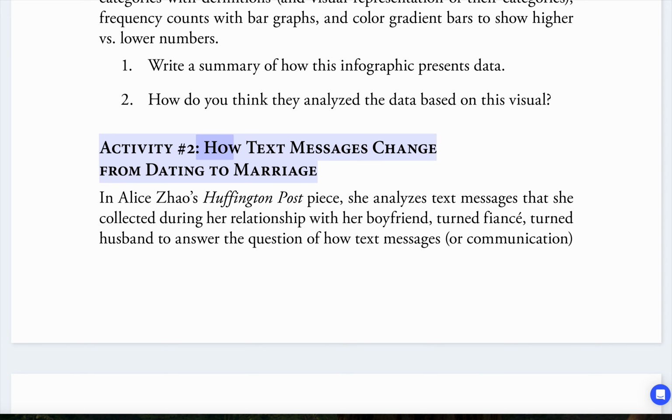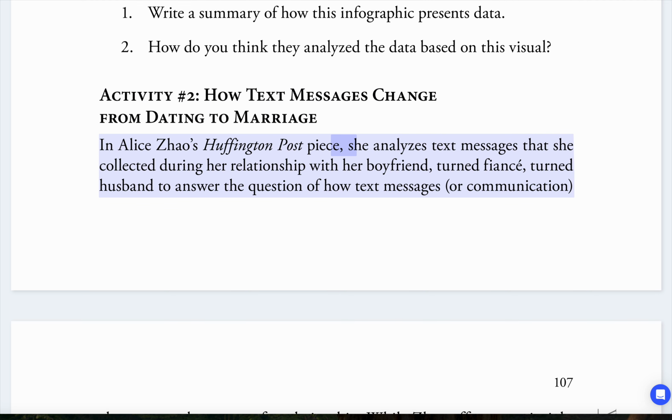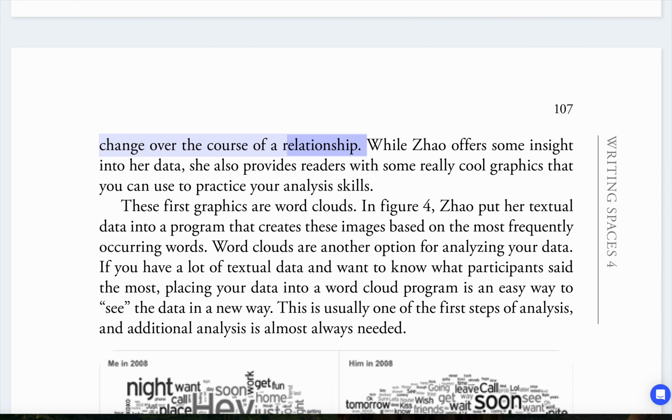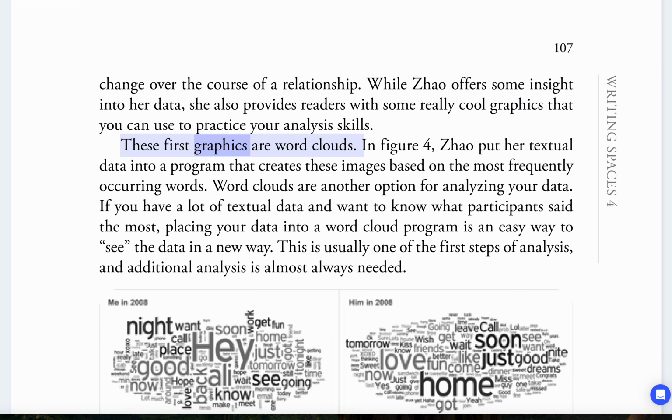Activity #2. How text messages change from dating to marriage. In Alice Zhao's Huffington Post piece, she analyzes text messages that she collected during her relationship with her boyfriend, turned fiancé, turned husband, to answer the question of how text messages or communication change over the course of a relationship. While Zhao offers some insight into her data, she also provides readers with some really cool graphics that you can use to practice your analysis skills.